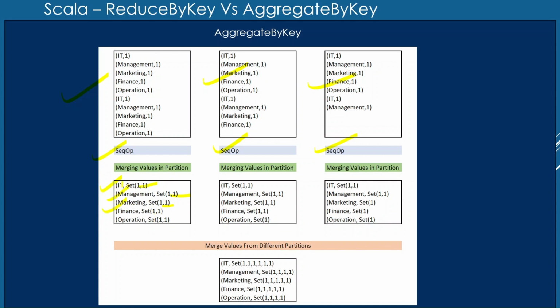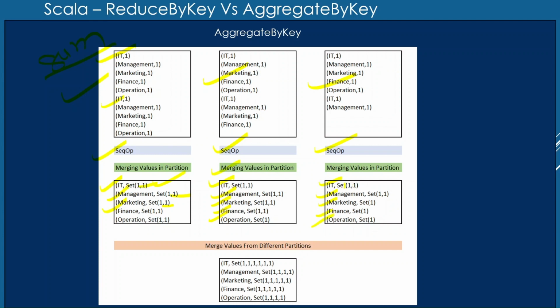If you see IT, there are two values, and suppose we are doing a sum aggregation. It will not do the sum aggregation here. What it will do is arrange the values like this only. Here in this partition, the sequence operation and merging of the partition will happen, so it will create the values like this for each and every key which is present in this partition.